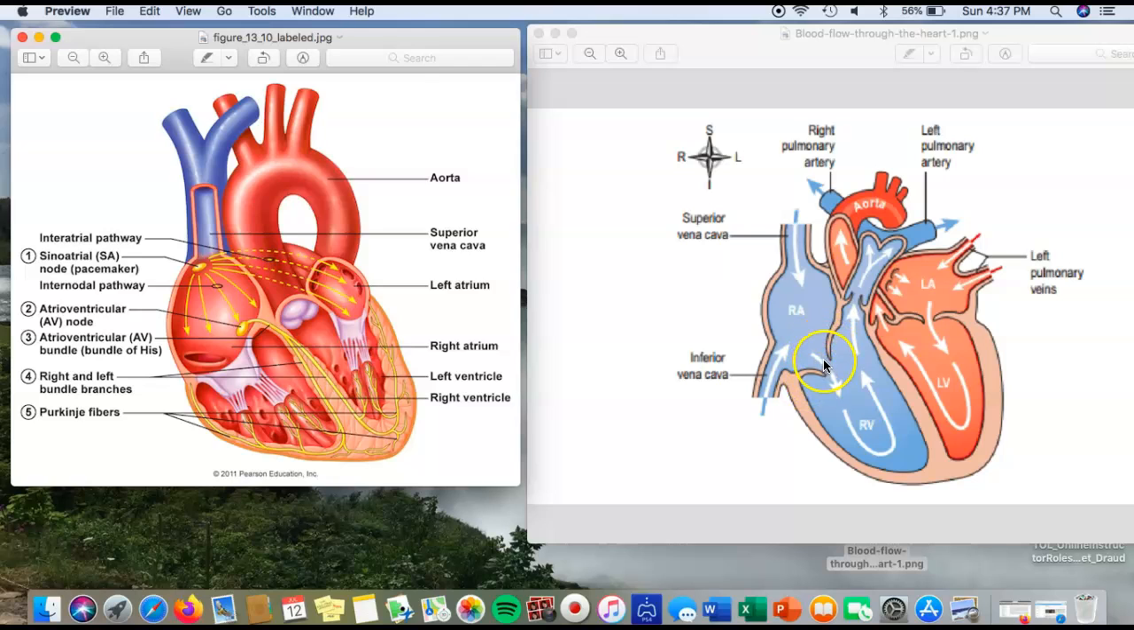Notice these valves right here are going to be open all the time, and the blood will flow in. That electrical signal that starts here pushes the blood up. That closes these valves, and that's the lub sound that you hear, and pushes the blood into the right and left pulmonary artery. Now, the pulmonary artery takes the blood to your lungs to get oxygen and become oxygenated blood. And then once it's oxygenated, the blood flows back to the heart through your veins. Remember, A for arteries is away, and veins come back.